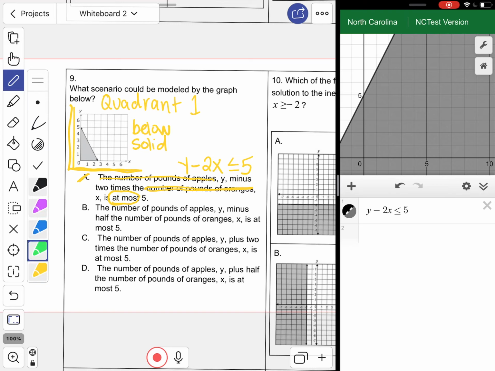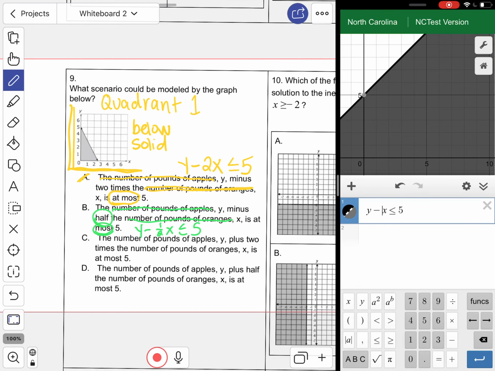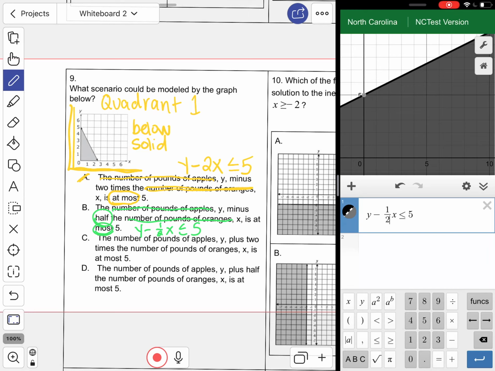All right, so for my next example, again, I'm going to get rid of apples and oranges. I'm just going to focus on what it's saying. Y minus half of x, so half means 1/2, is at most, so at most is going to be less than or equal to 5. So we're going to try that one again. So I'm just going to come here and add in 1/2. It's basically the same problem except for 1/2 and 2. Again, if I focus on quadrant 1, I can see it's going in the wrong direction, so B is not going to work either.